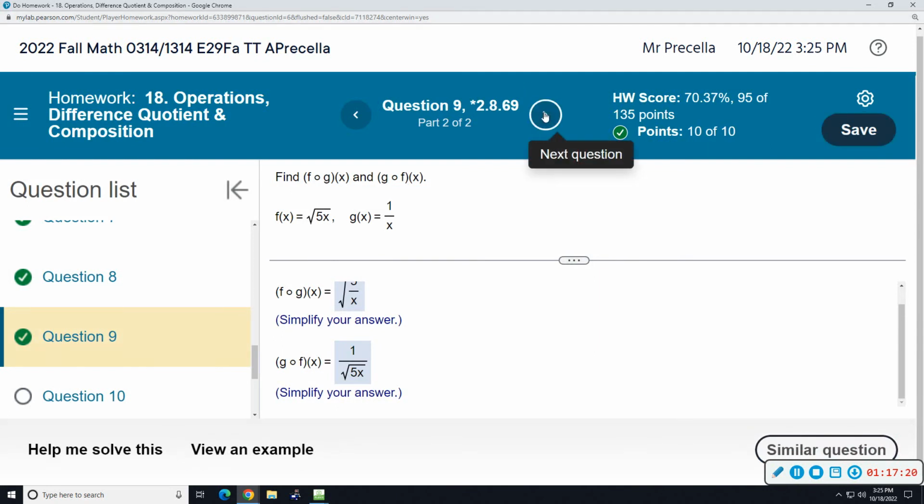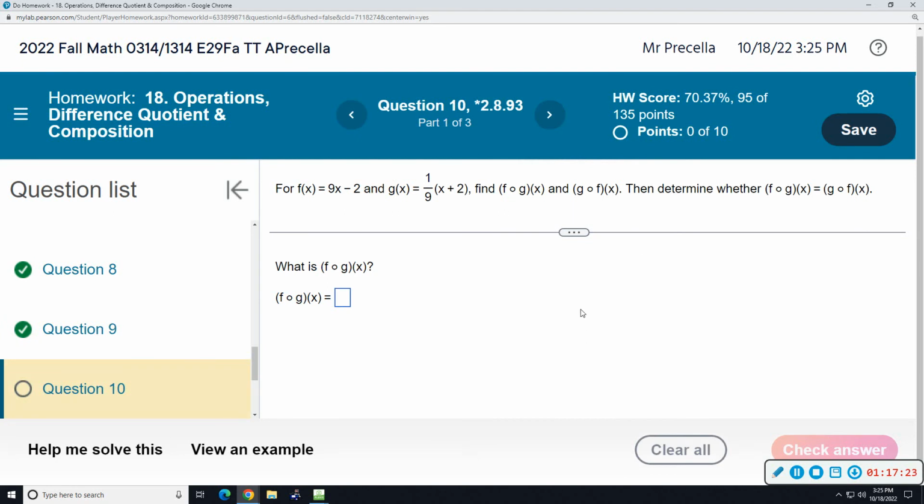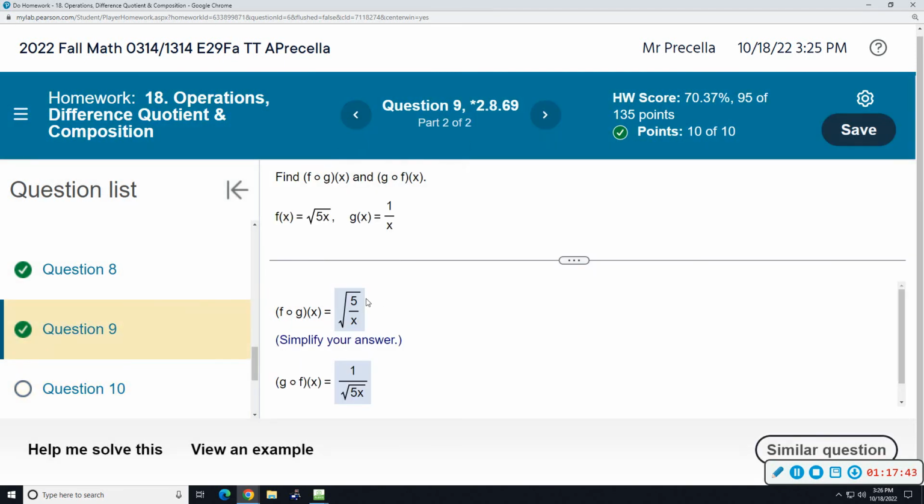Number 10. For f of x equals 9x minus 2 and g of x equals 1/9 times the binomial x plus 2, find f composed with g of x and g composed with f of x. Then determine if their compositions are equal. Well, in most cases, do we expect their compositions to be equal? No. But we never know. The mere fact that they're asking that question makes me think that they might be equal. Let's see.